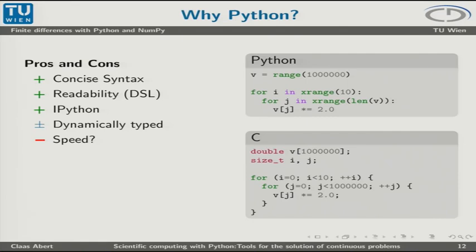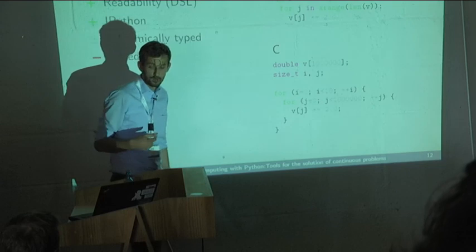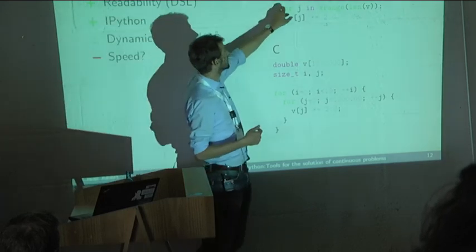So let's have a look at how Python performs compared to C. And we start with a simple loop. As I told you, most of the operations we do are single instruction, multiple data. So this is kind of the simplest instruction we can do. We just start with a vector with 1 million entries, and we want to multiply each entry with 2, and we do this 10 times.